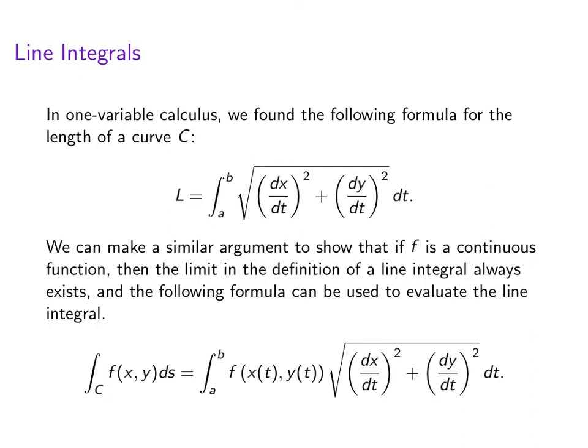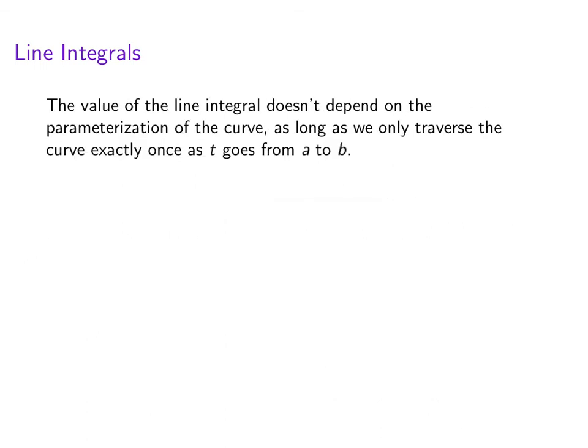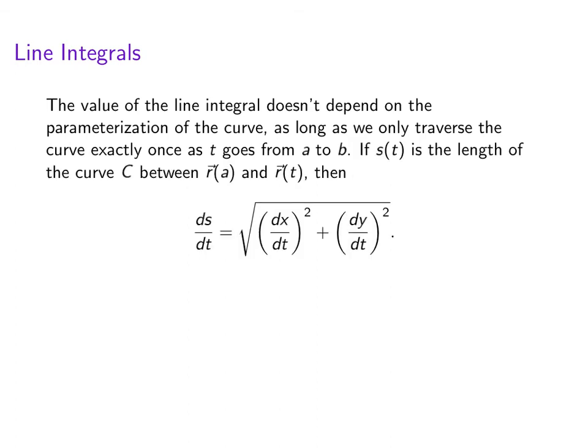And what you're looking at here is an ordinary integral of the type that you saw in one variable calculus. It turns out that the value of the line integral will not depend on the particular parameterization of the curve. This is as long as we only traverse the curve once as t goes from a to b. Now, if s of t is the length of the curve between r of a and r of t, then we can say that ds by dt is equal to the square root of dx by dt squared plus dy by dt squared.